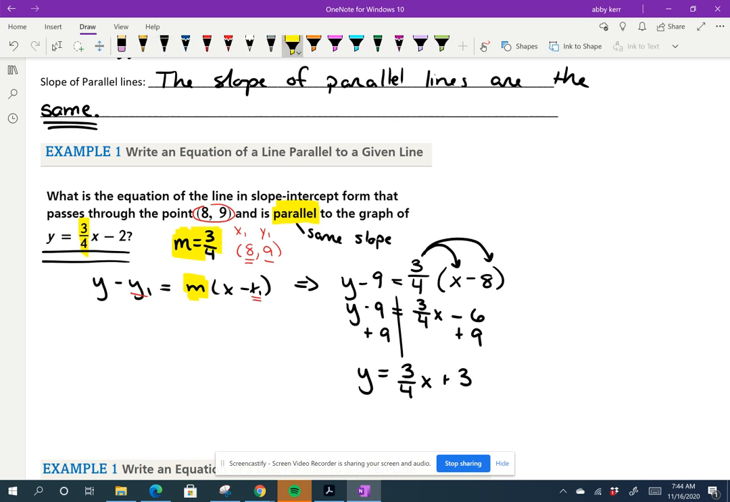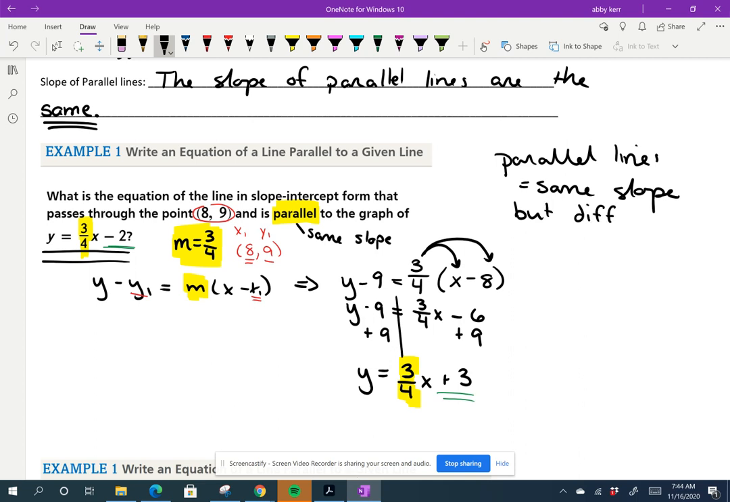Now take a look. They gave us a slope of 3/4. We still have 3/4. Now another thing that you should pay attention to is the y-intercept. The y-intercept of the first line was negative 2, and this one is 3. To have a parallel line, you must have the same slope, but different y-intercepts.